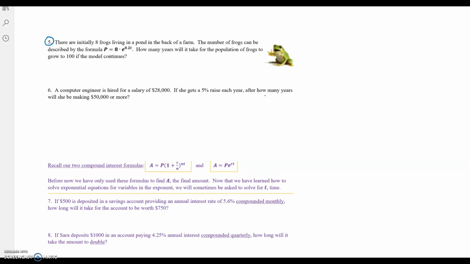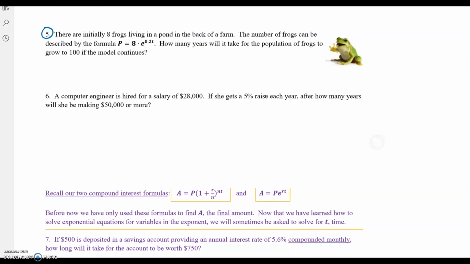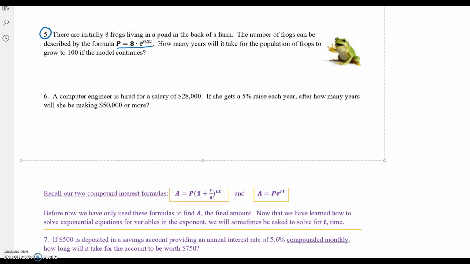There are initially 8 frogs living in a pond in the back of a farm. The number of frogs can be described by the formula, and this formula is given to you here. How many years will it take for the population of frogs to grow to 100 if the model continues? So we're going to put in a final population of the frogs for P, for the population, with a starting population or an initial population of 8.